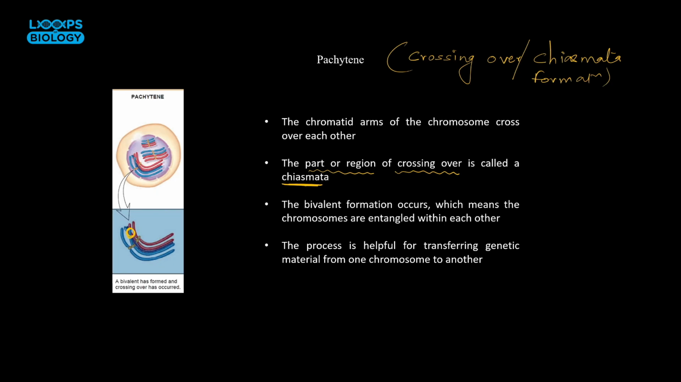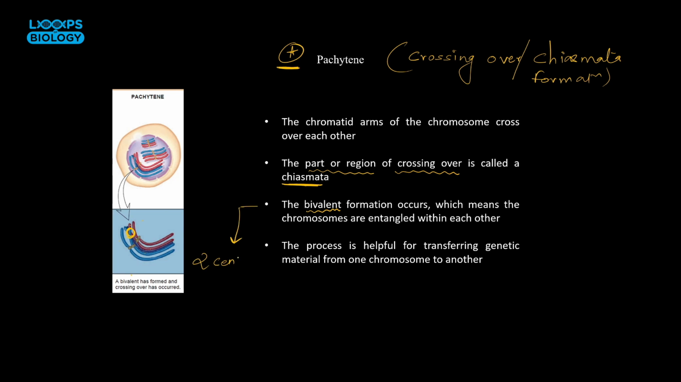Now, pachytene is very important, guys. If any NEET aspirant is preparing for NEET, then the pachytene phase has to be very clear in meiosis. In pachytene, there is formation of a bivalent. What do you mean by bivalent? There are two centromeres, but there are a total of 8 chromatids. So 1, 2, 3, 4, 5, 6, 7, 8. So there are 2 centromeres.